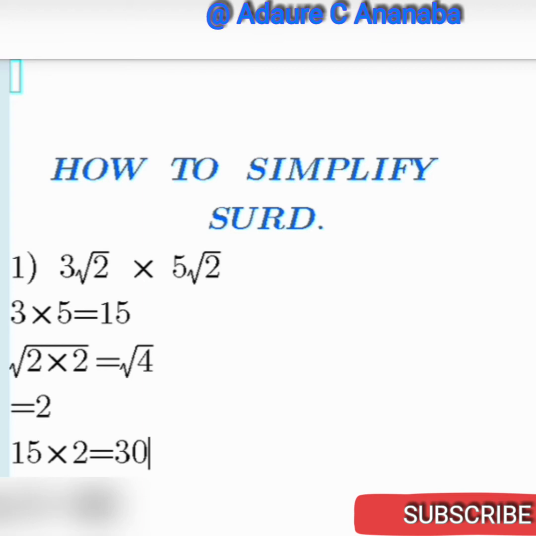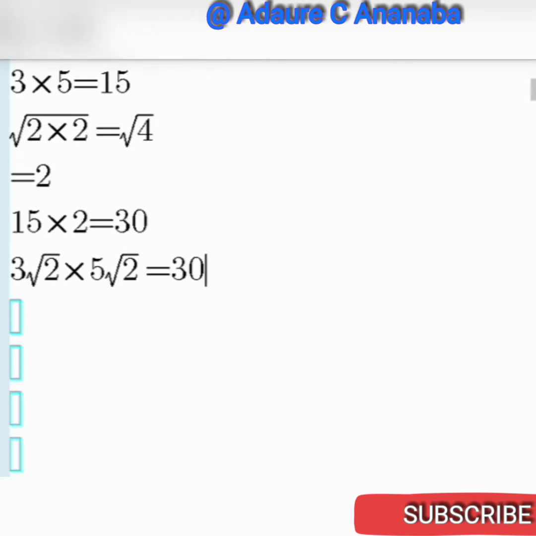You can state it in this way: 3 root 2 times 5 root 2 is equal to 30. Let's pick another question.